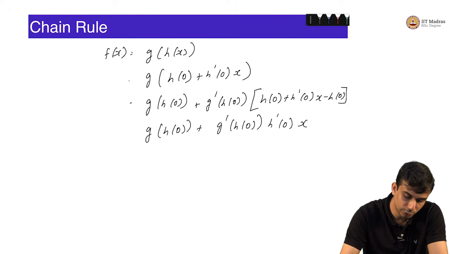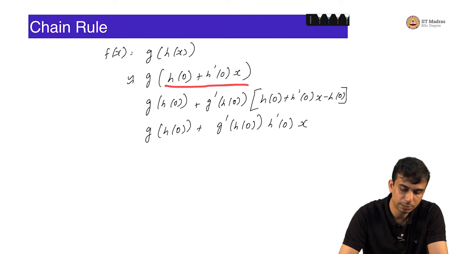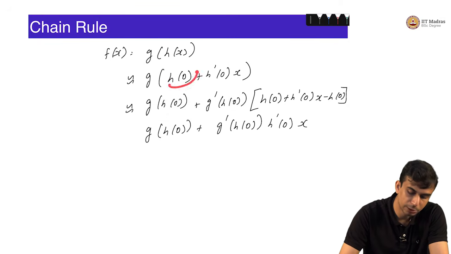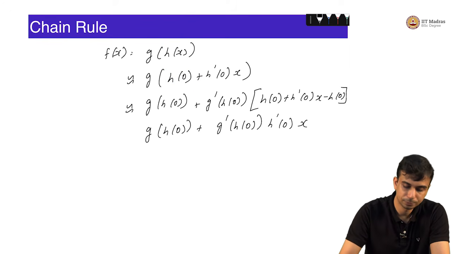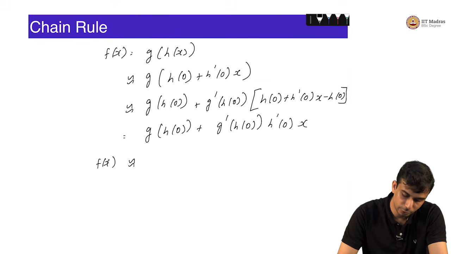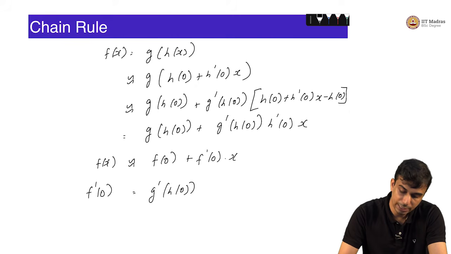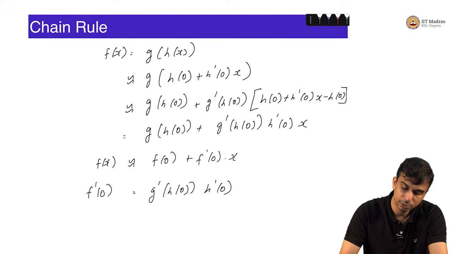I will have to put a lot of squiggly equal to's here. These are not exact equal to's, all of these are approximately equal to. This first approximation is because of approximating h of x around 0. The second approximation is because of approximating g around h of 0. We match terms together: we know the linear approximation of f of x is f of 0 plus f dash of 0 x, which means f dash of 0 is exactly equal to g dash of h of 0 into h dash of 0.